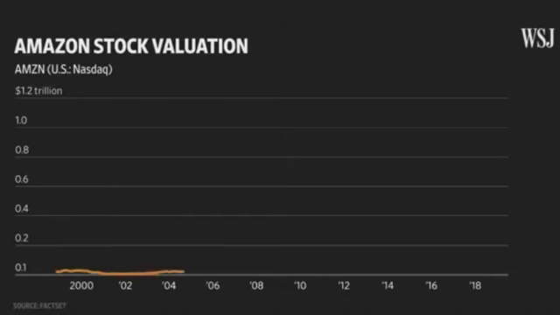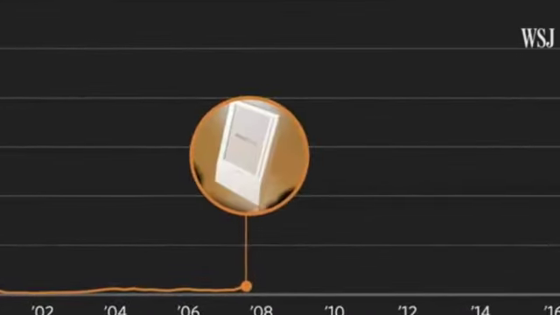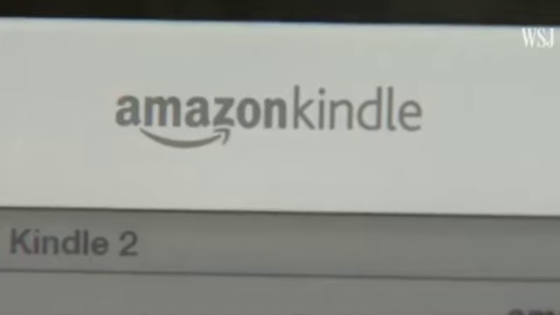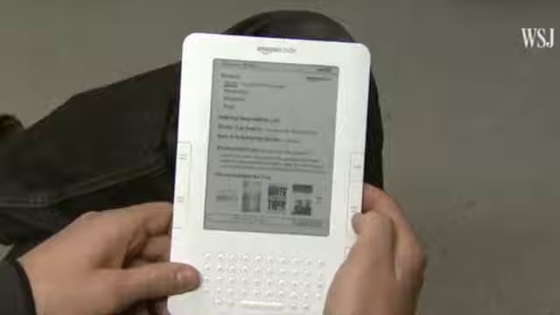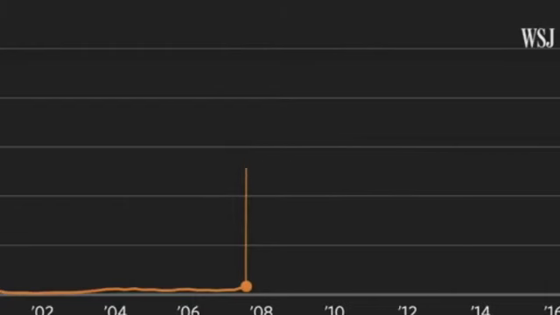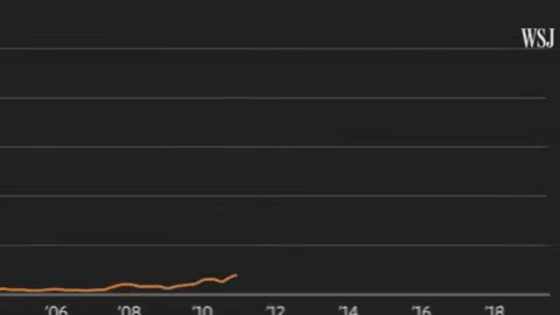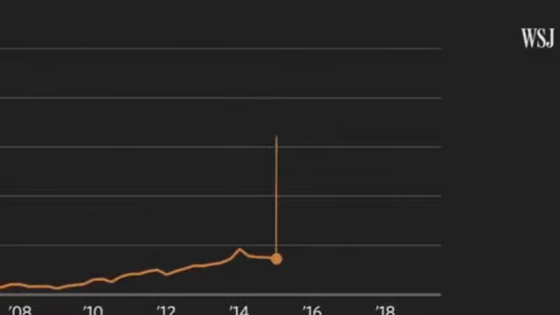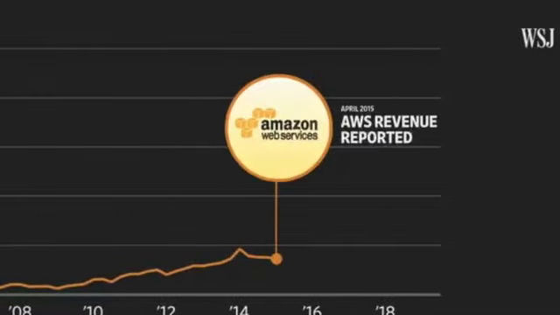And then in 2007, they announced this product called the Kindle. What the Kindle did is it gave the public its first taste of this idea that Amazon could be more than a company that just sold them stuff online. Now, what really began to drive Amazon's value up is when the company started reporting the impact of its web services business, what it now calls AWS.